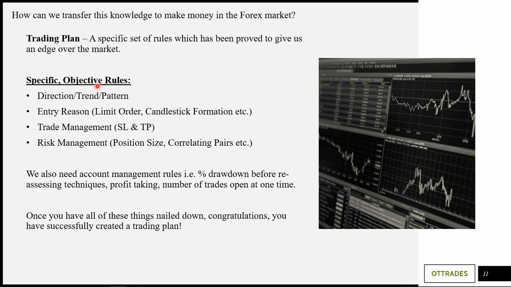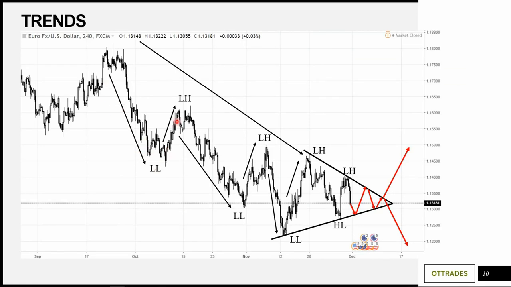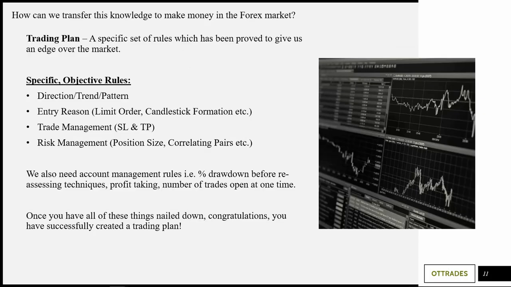So we need objective rules, emphasis on the objective, so they can't be subjective, where you pick and choose when and how you're going to use them. They need to be objective, so backed by numbers, to determine the direction and trend. So like we had before, lower low, lower high, lower low, lower high, break of the previous low, forms a downtrend. We then need objective rules to enter the market.